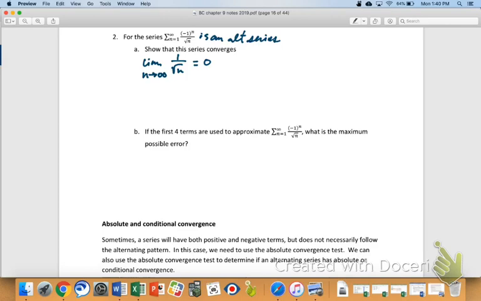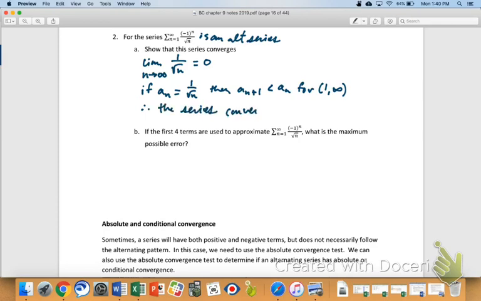And then we've got to notice that the terms do what? Consistently decrease. So this is how I usually write that. If a sub n equals 1 over root n, then a sub n plus 1 is less than, in this case, a sub n for n from 1 to infinity. So we're seeing that consistent decreasing pattern. Therefore, the series converges. And since there's just the one series here, if you wanted to say the series, I think I'd be okay with that.